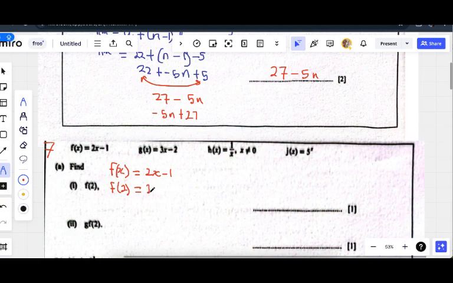2 multiplied by 2, because in place of x, we're going to replace it with 2. It becomes 2 multiplied by 2, then minus 1. 2 multiplied by 2 is 4. If you subtract 1, then you get 3. So our answer is 3.